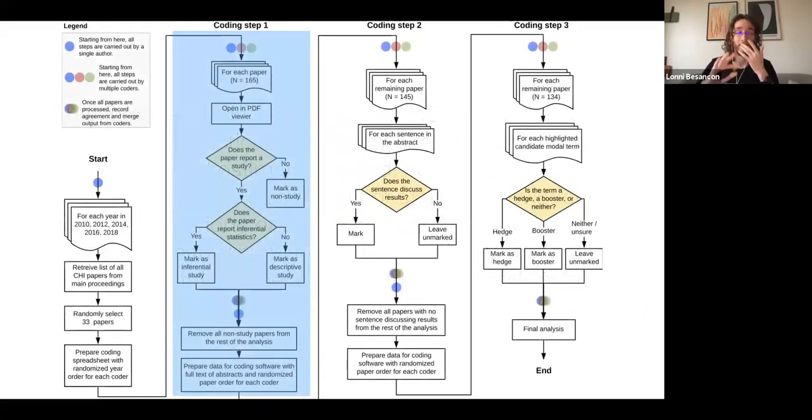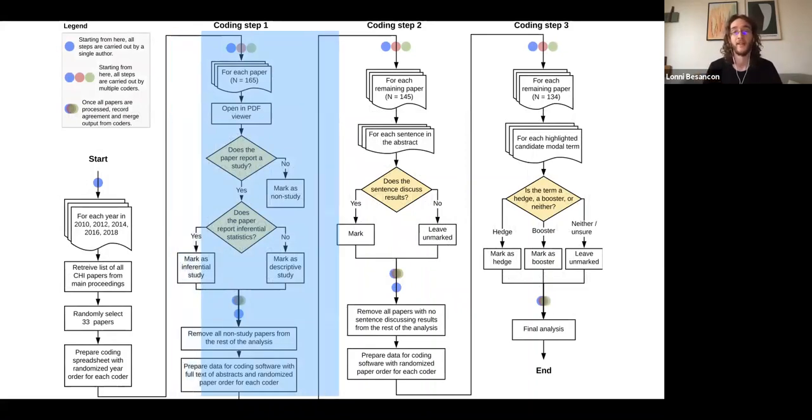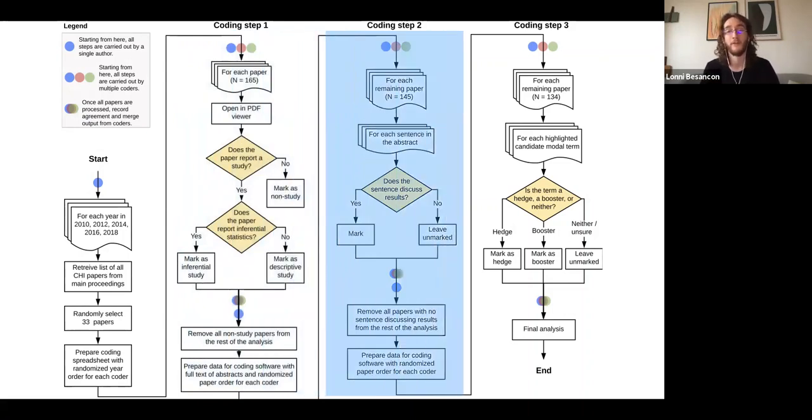So then we had a list of papers and what kind of studies they reported, if any. We removed all the papers that didn't report on a study. So then we had 145 papers left, and we looked at the abstract. We decided to only look at the abstract because there was a lot of manual analysis. I'm going to get to that after. And we went through each sentence of the abstract and decided, right, does this sentence describe study results or not? And if it did, then we marked it.